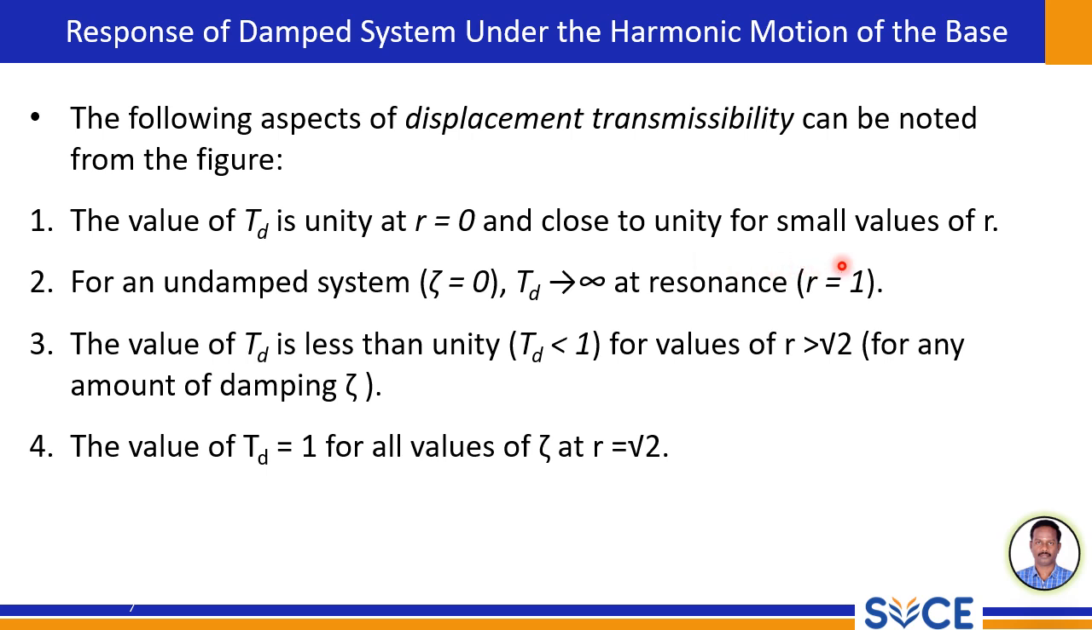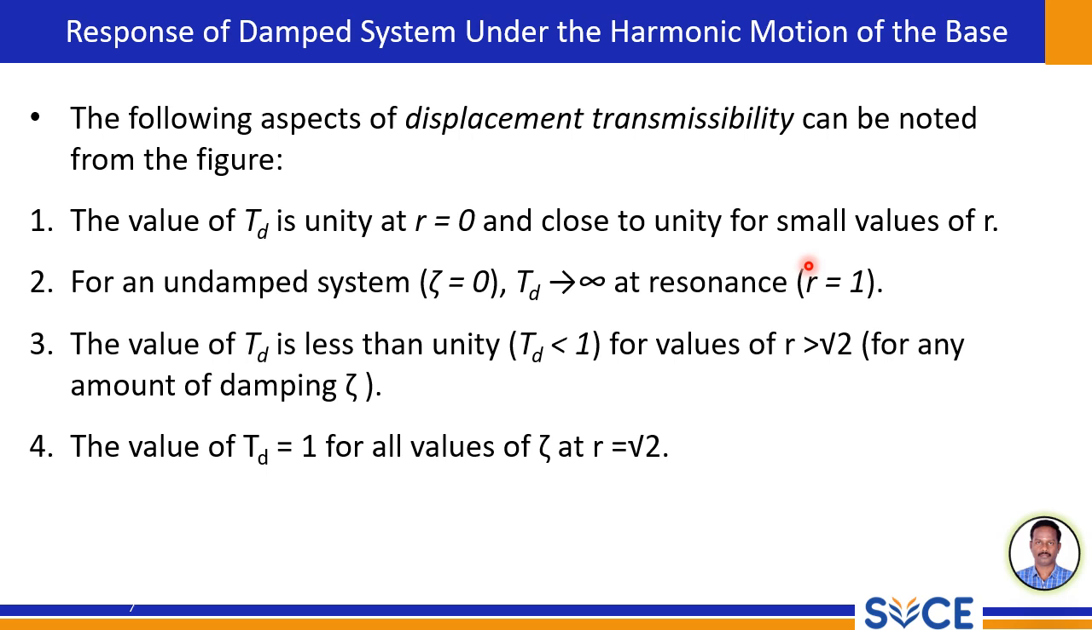This means that when the excitation frequency is very low, closer to 0, or much lower than the natural frequency, the mass vibration amplitude is essentially the same as the base motion amplitude. The system is simply following the base motion without any significant amplification or attenuation.